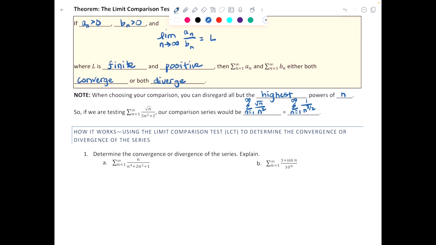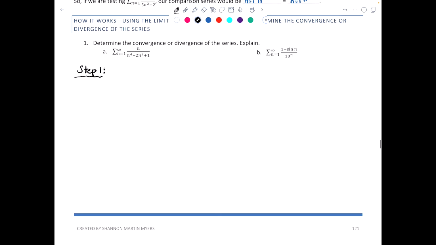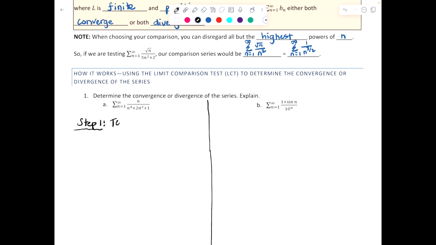Using the limit comparison test to determine the convergence or divergence of the series. So step 1 for A, and then we'll have, so this is which test, and we're using the limit comparison test.